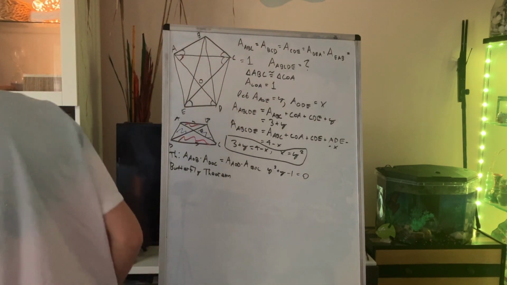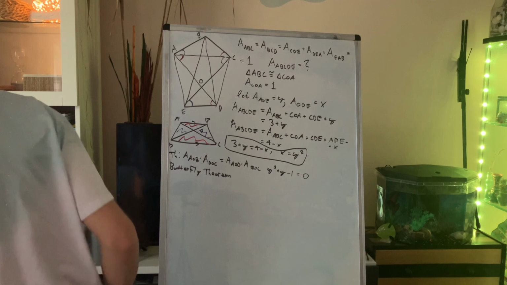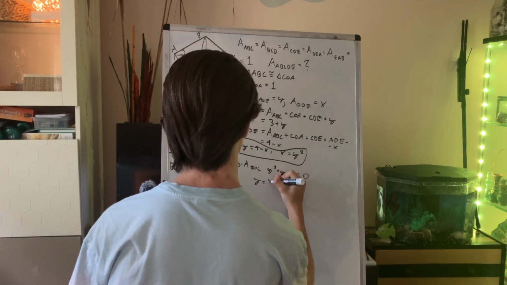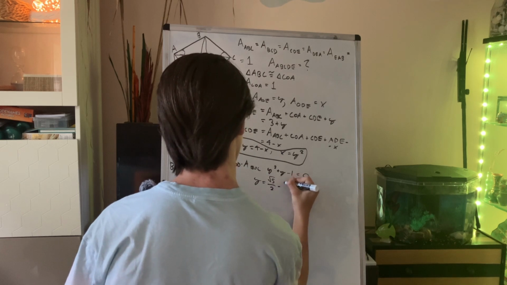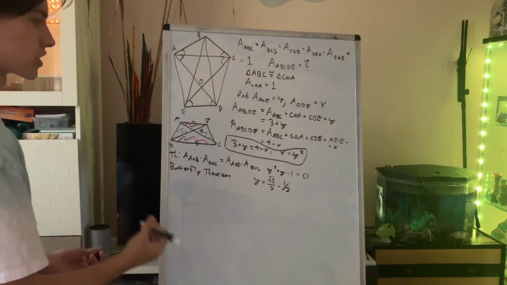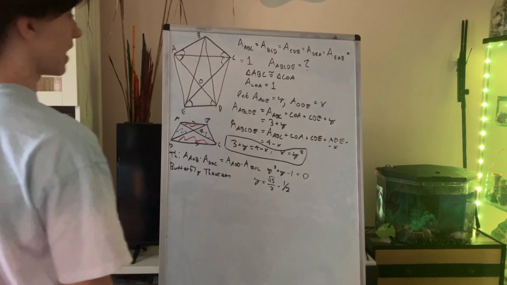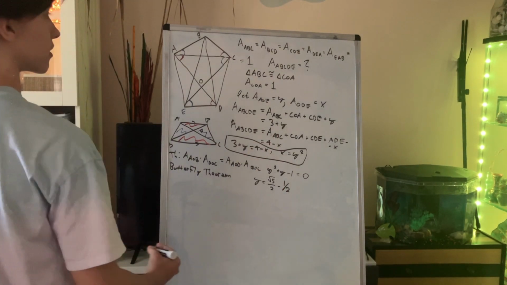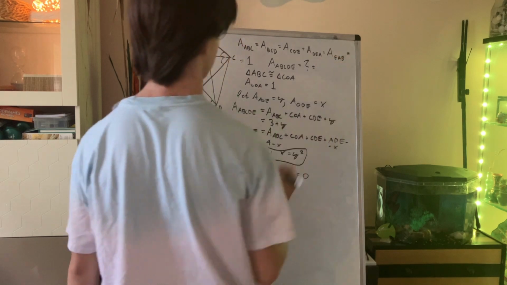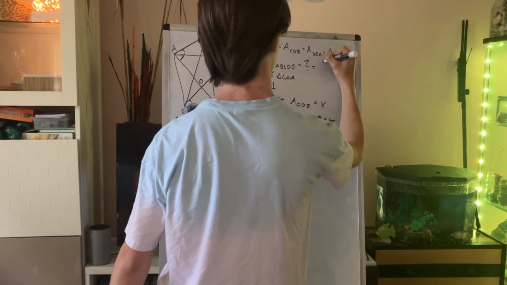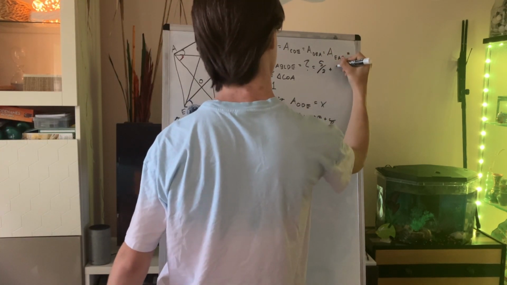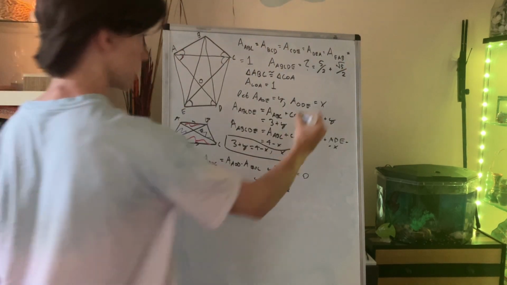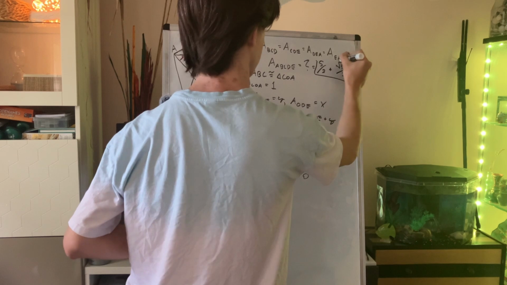I'll spare you the calculations. The solution is y is equal to root 5 over 2 minus 1/2. I know you can solve a quadratic from here. And thus, once we add 3 to this, we get that the final area of the pentagon is equal to 5 halves plus root 5 halves. And that is, in fact, the answer.